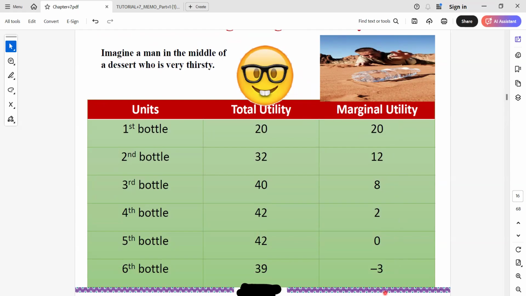You say 20 plus 12 plus 8 plus 2. I don't know if you plus 2 and -3, but I'll just add them as well. So you get 39. So if you add all your marginal utilities, you get your total utility, which is 39.